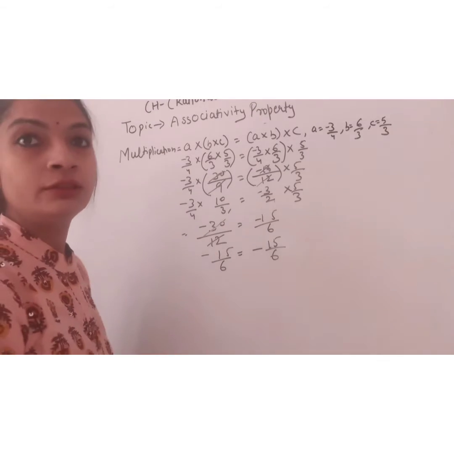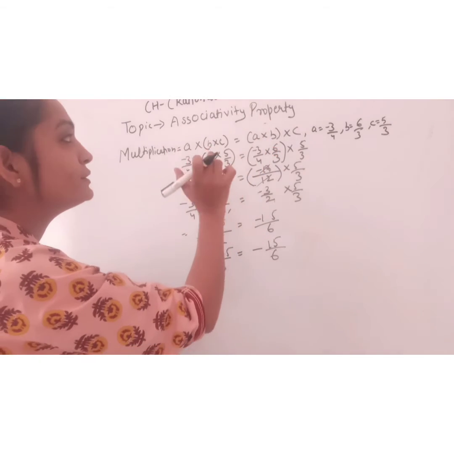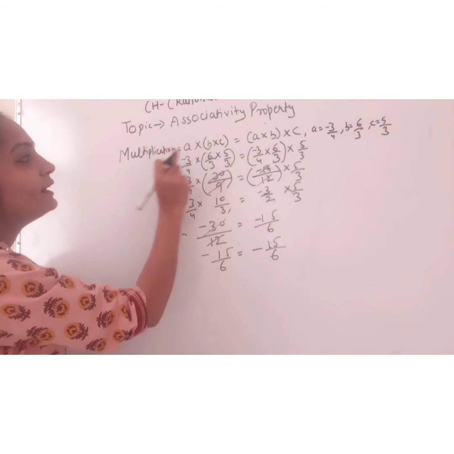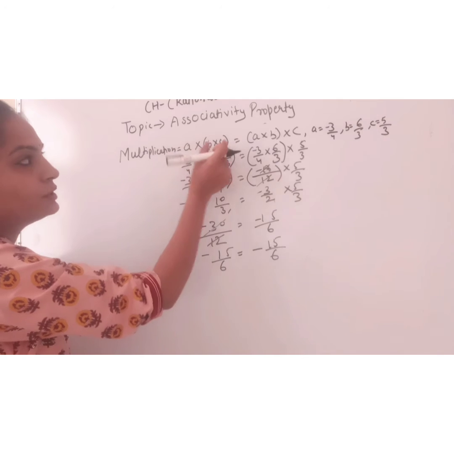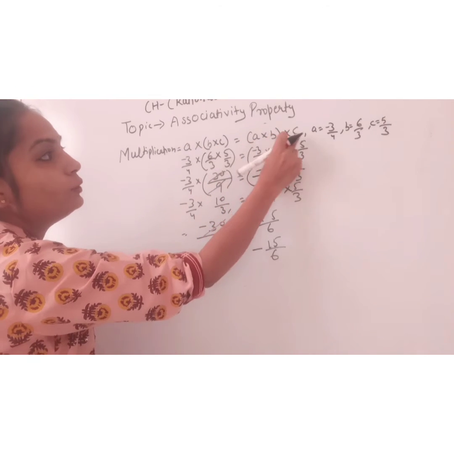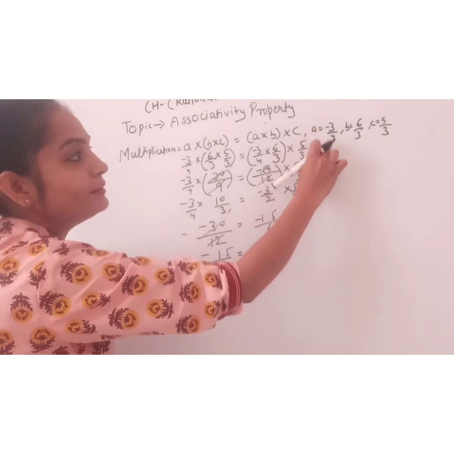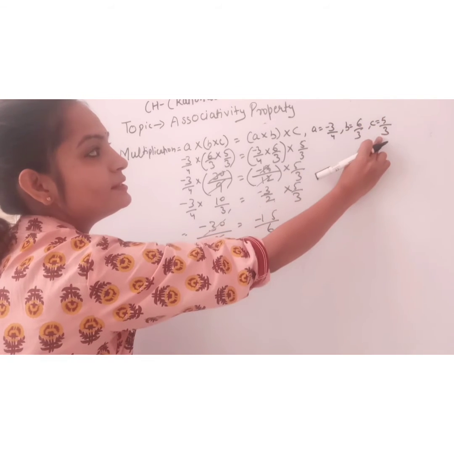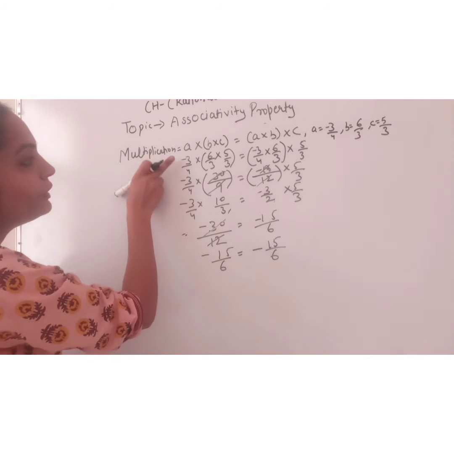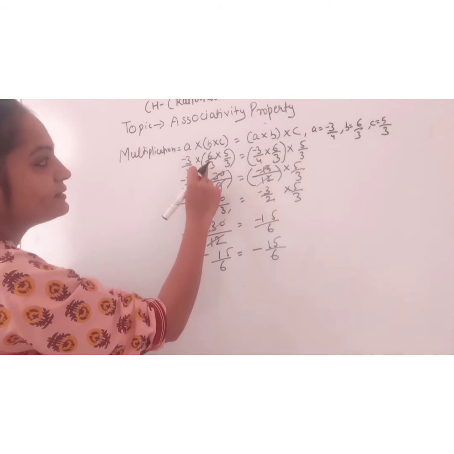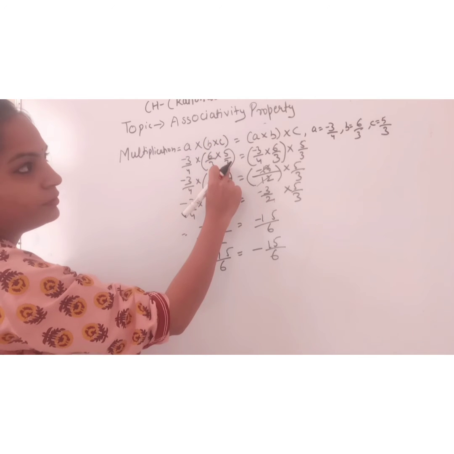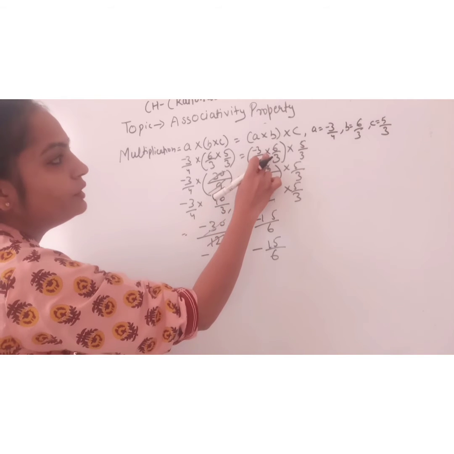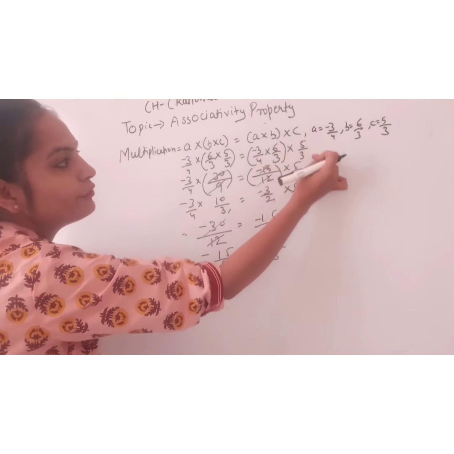Okay students, let's discuss the associative property for multiplication. In multiplication, what can I say? That A into B into C is equal to A into B into C. I am taking A as minus 3 by 4, B as 6 by 3 and C as 5 by 3. Now I am putting A as minus 3 by 4, B as 6 by 3 and C as 5 by 3, and this side also.